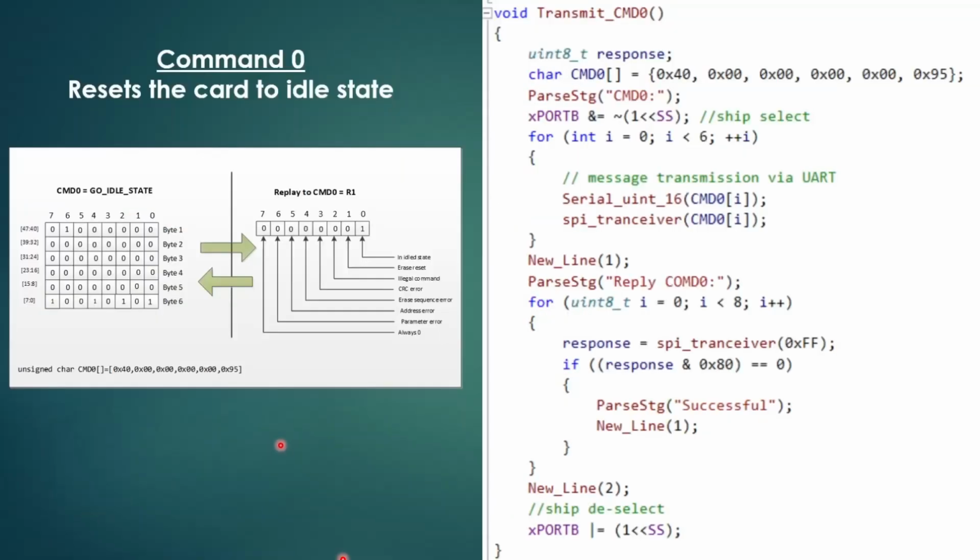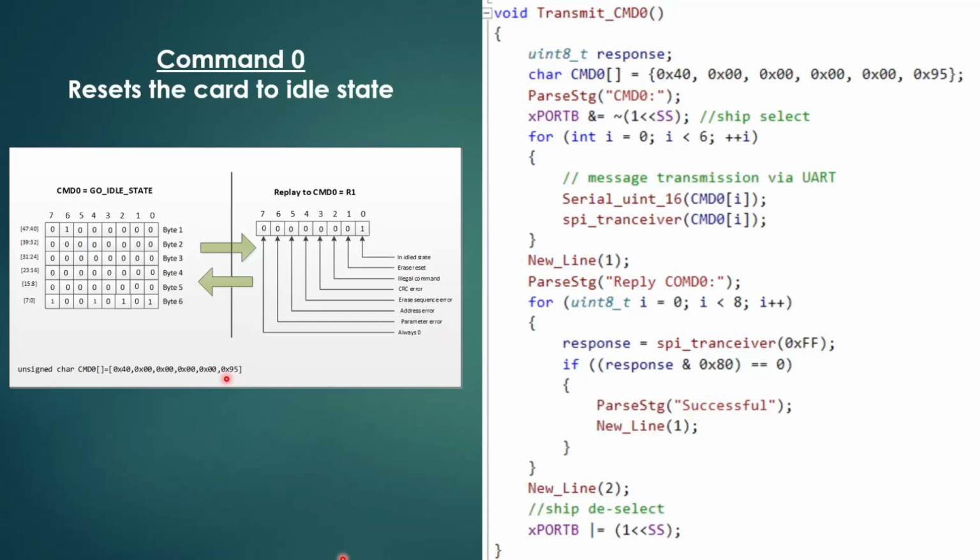Let's start with command 0. In this picture, I show what the command is going to look like. Basically, it is 6 bytes that we send, and we're going to get 1 byte of reply after we transmit this. Now, the format of command 0 is very specific. We send a hex 40, which is the command number, followed by all 0. Basically, all the arguments are 0 for this particular command, and then we follow by a 95. This is exactly what we need to send.